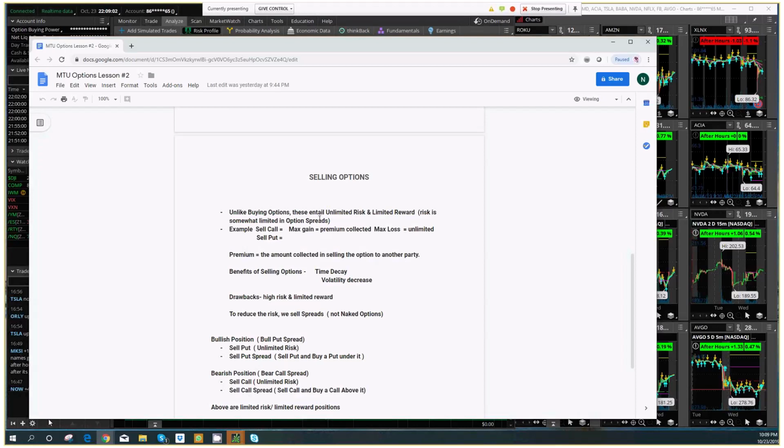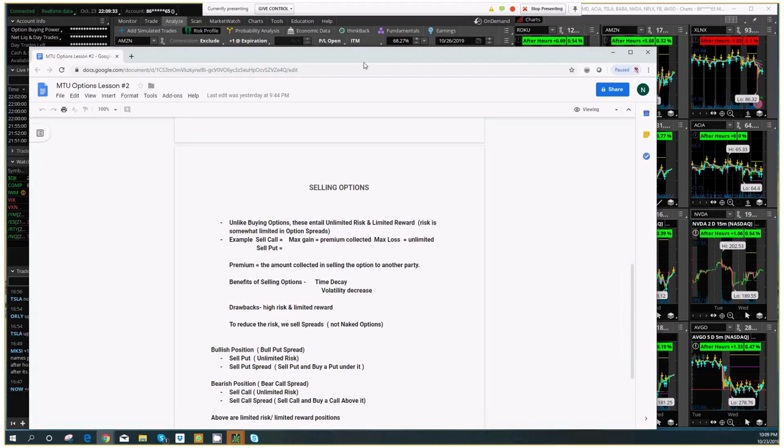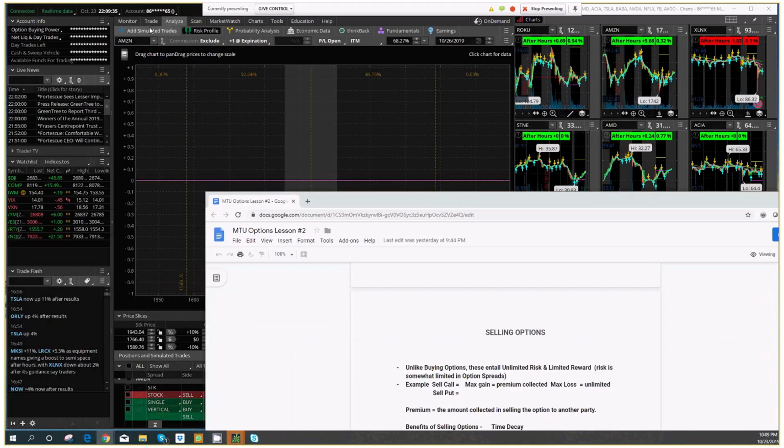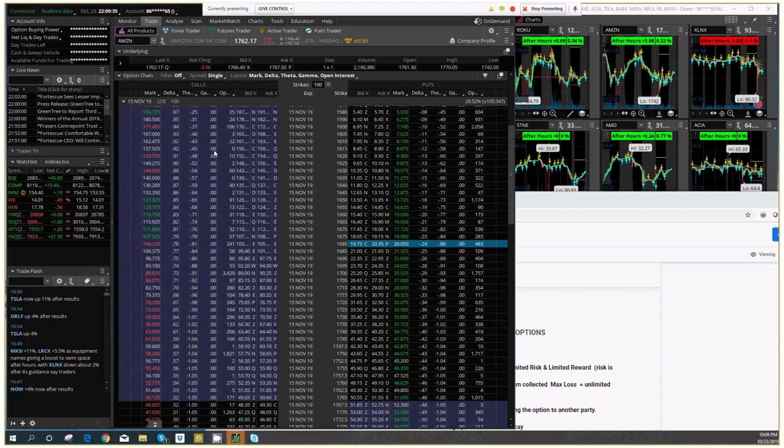Unlike buying options, these entail unlimited risk and limited reward. So it's the opposite. Now the risk is somewhat limited in option spreads, so I'm going to talk about those. It's basically the opposite. So again, they have unlimited risk and a limited reward. Okay? So if you sell a call, your max gain is the premium collected. Now, when you were buying a call, that premium is what you pay. So all these that we looked at here, these are premiums that you're paying. Okay? So that is the premium.